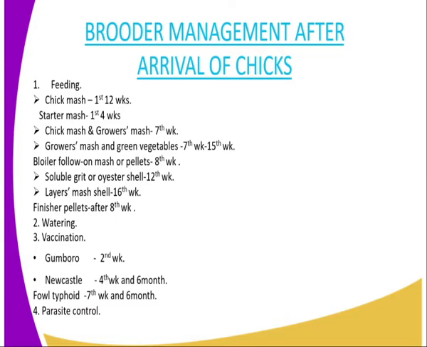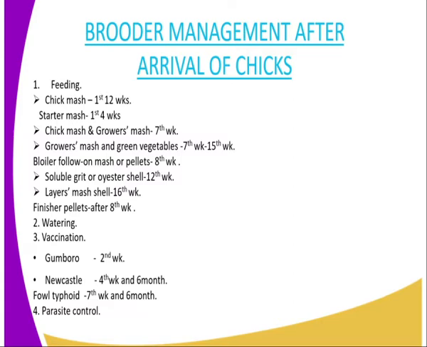Then we have the starter mash, week 1, for those which are meant for meat production. Those are the broilers, chicks. They are supposed to be given the starter mash from the first week up to the fourth week. Then chick mash should be mixed with the growers mash, that is for the ones meant for egg production. The growers mash should be introduced on week 7. The grass and green vegetables should continue to be given to the poultry from week 7 up to week 15. Then for the broilers, mash or pellets should be introduced on week 8.